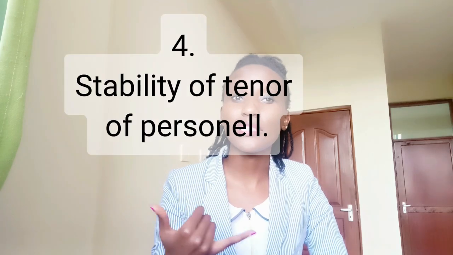Understand? And then we have stability of tenure of personnel. We want as much as possible to avoid a lot of turnover of staff. That is having staff leaving and others coming into a facility. Imagine orienting one staff, then after some time the staff is gone because they could not find job security or other demotivating factors. So that's another principle.